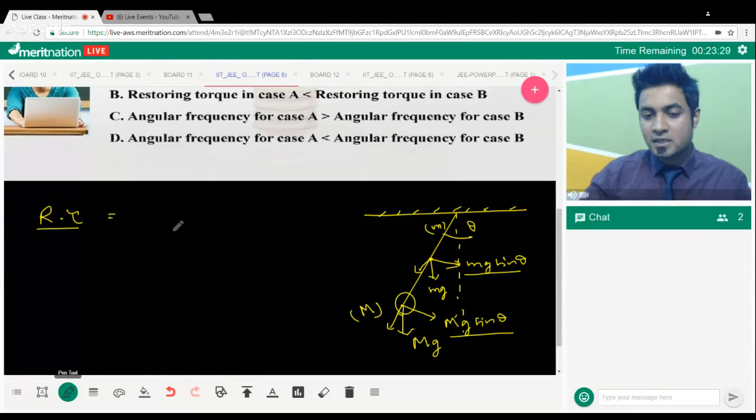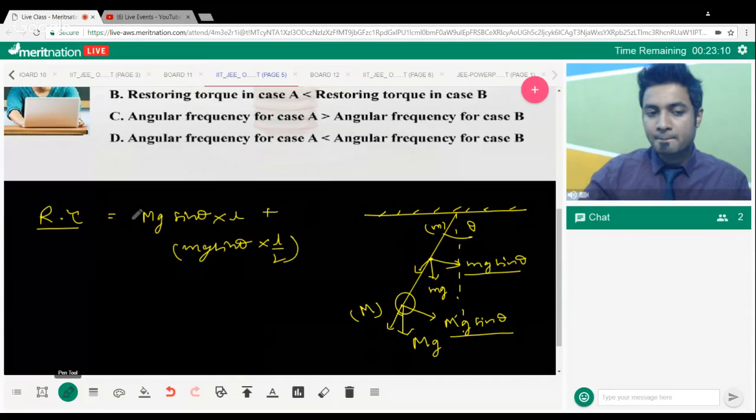If I write the torque equation, the restoring torque is Mg sine theta into L, plus for the rod, which also provides torque, mg sine theta into L upon 2. So this is the restoring torque.